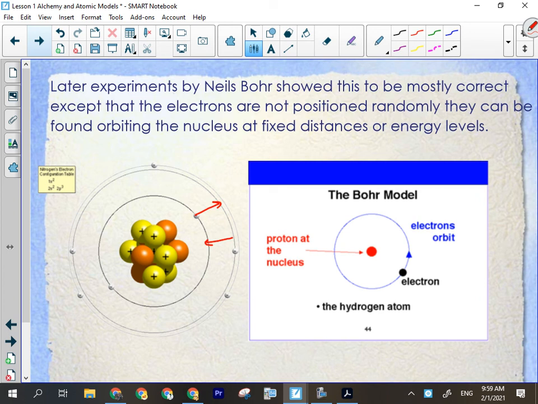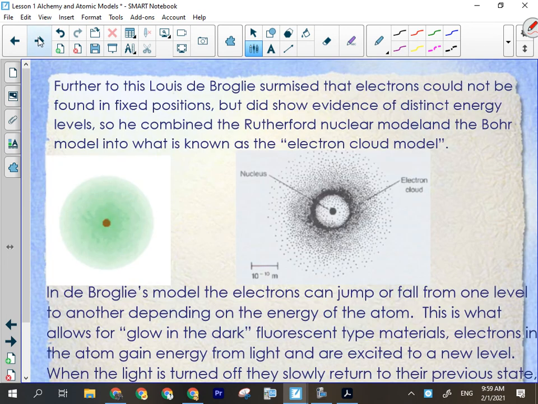They can move from one level to the next in what we call a quantum leap. Now, that idea, the idea of the quantum leap, is what led to our current model of the atom, and that is de Broglie's electron cloud model.